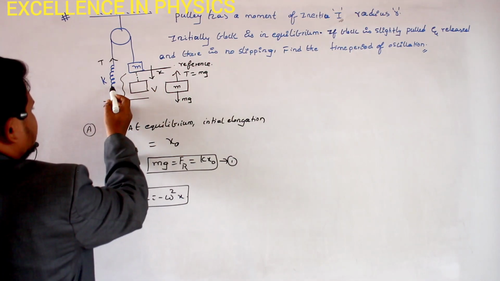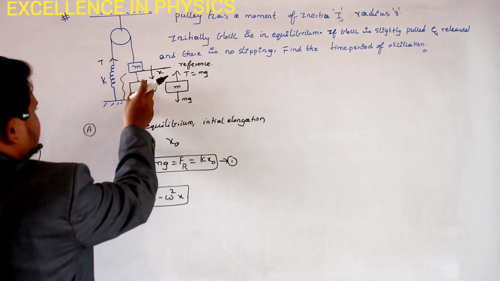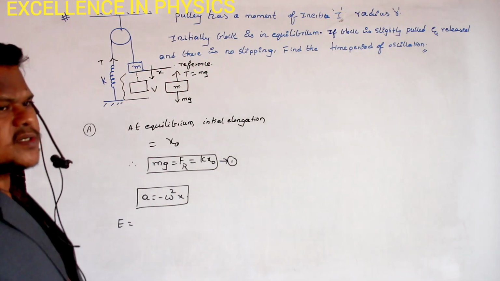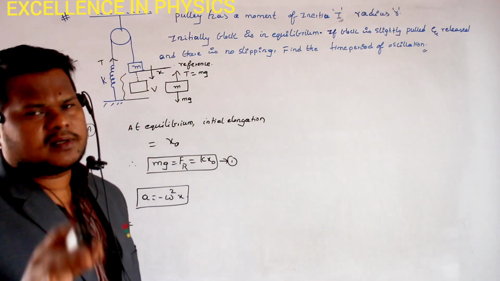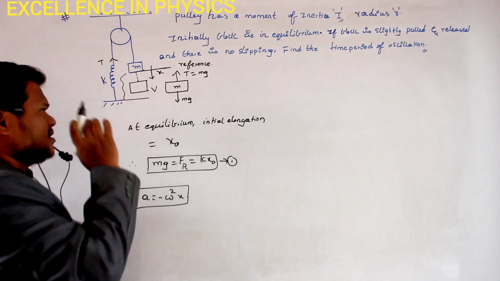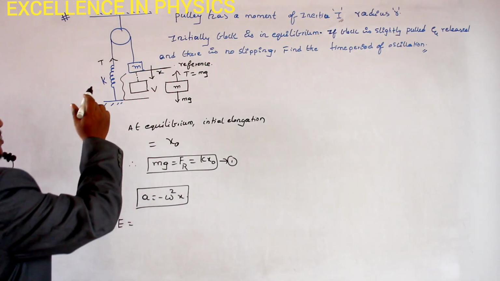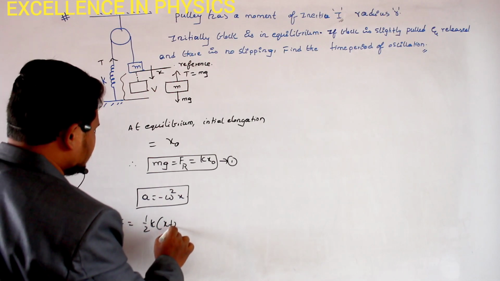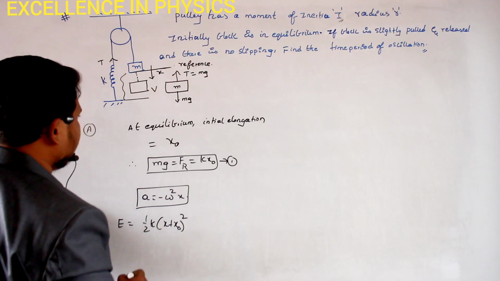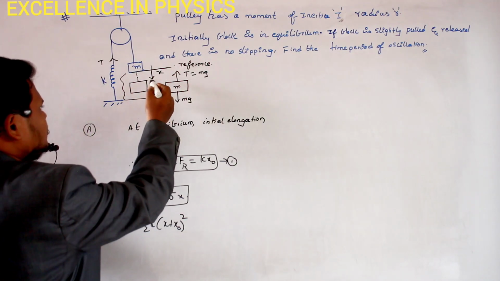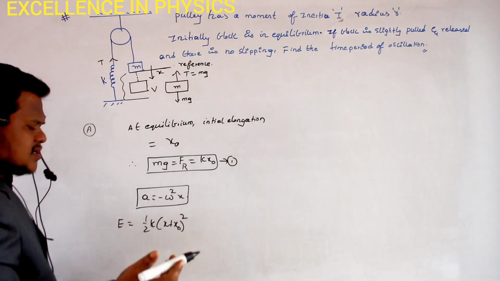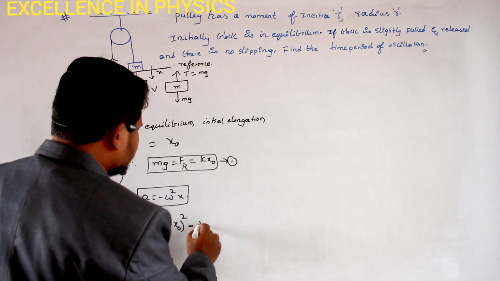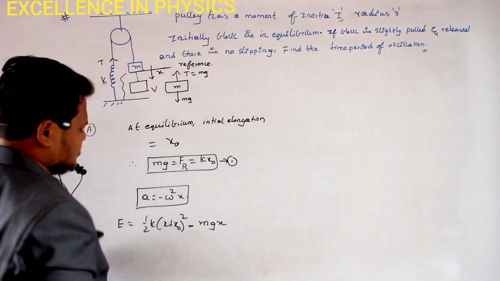Now what about the different energies? What about the energy stored in the spring when this mass comes down by a distance of x? The total elongation in this spring will be x plus x naught, because previously there was an elongation of x naught, and now there is an additional elongation of x. So the total potential energy stored in the spring will be half k into (x plus x naught) whole square. And this mass has come down by a small distance of x, so it has lost some potential energy. The lost potential energy is minus mgx.